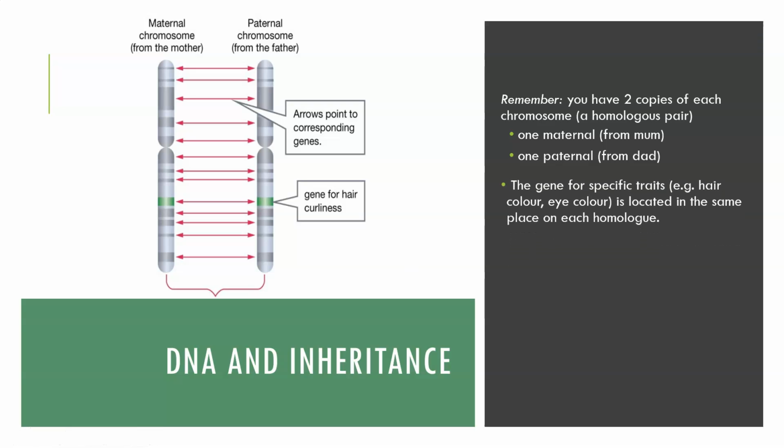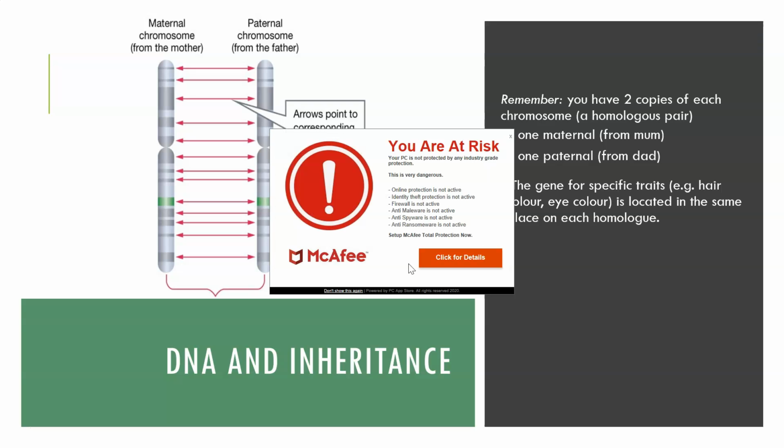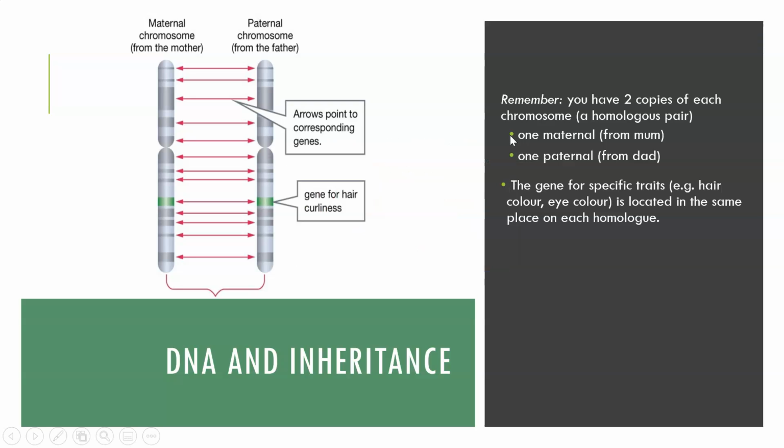Now, specific genes that code for specific traits, e.g. hair colour or eye colour, are located in the same place on each homologue. So for example, we've got the gene for hair curliness there and there, so it's in the same place on each homologue, so each of those chromosomes.